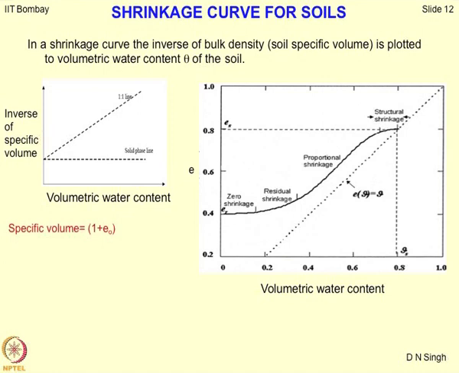There is a certain range of proportional shrinkage where e is directly proportional to volumetric water content, followed by zero shrinkage or the most stable state of the material. Now, this graph can be correlated easily with the e versus log sigma prime relationship, because the volumetric moisture content itself is a function of the external pressures which are applied, and if more pore pressures develop, the dissipation would be more, and so on. It is a very loud thinking.